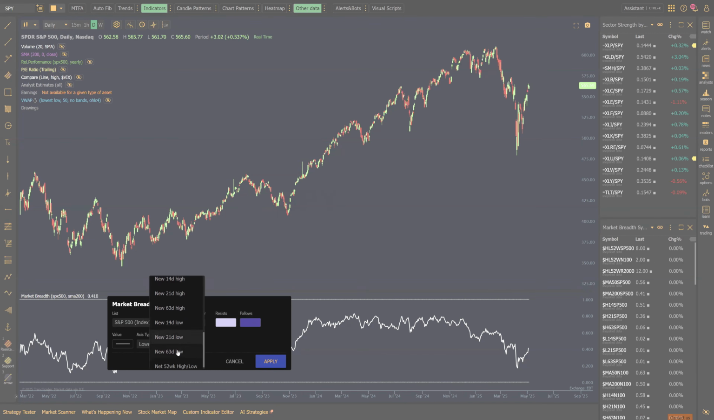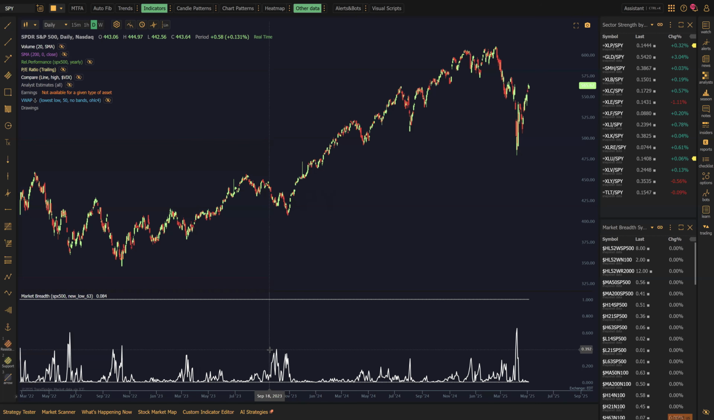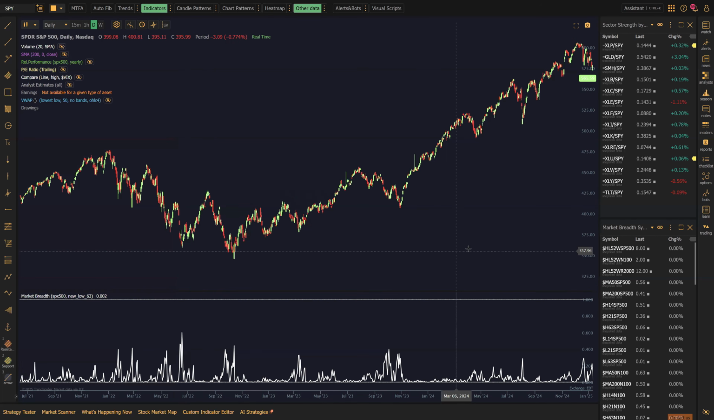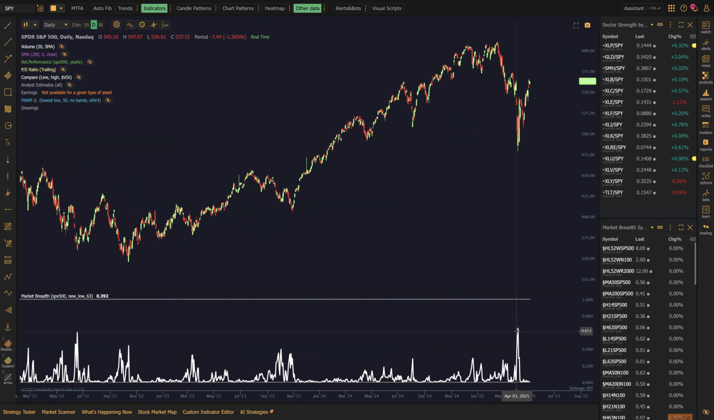But I think the best one, or one of the best ones, is the new 63-day low. And this is almost similar to the VIX in a way, because when this line spikes up, it's showing you the percentage of stocks in the S&P 500 that are making new 63-day lows. And so that's obviously bearish sentiment. People are selling. A lot of stocks are diving. And if you scroll back here, obviously right here, it spiked way up above 63%. That is a huge signal, you guys. It doesn't always spike that high.